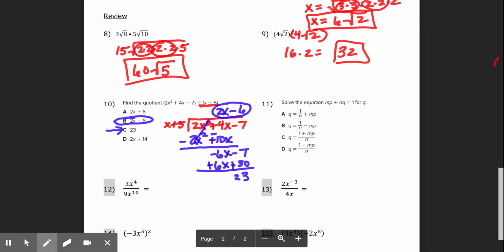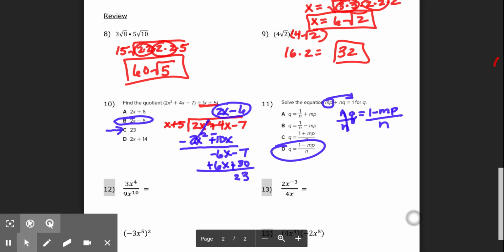Okay, 11. Solve the equation MP plus NQ equals 1 for Q. Oh, this is a doozy. Okay, so first of all, we're going to take MP and move it to the other side. So we've got NQ equals 1 minus MP. And then if we're going to solve for Q, we have to divide everything by N. I guess this wasn't too bad. So 1 minus MP over N, which is letter D. Got that? All right, let's take a look at what we're doing now.